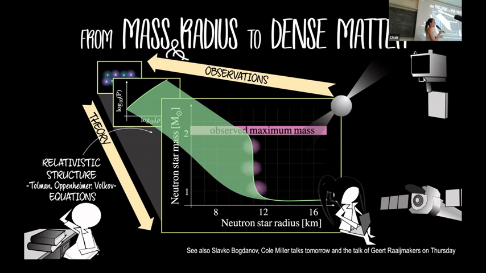And just be aware that there are going to be more talks about this tomorrow by Slavko and Cole, and also particularly focused on what we can learn in terms of equations of state on Thursday by Heb. But from here forward, what I'm going to focus on is just this part of the process, the measurements of the mass and the radius of neutron stars.